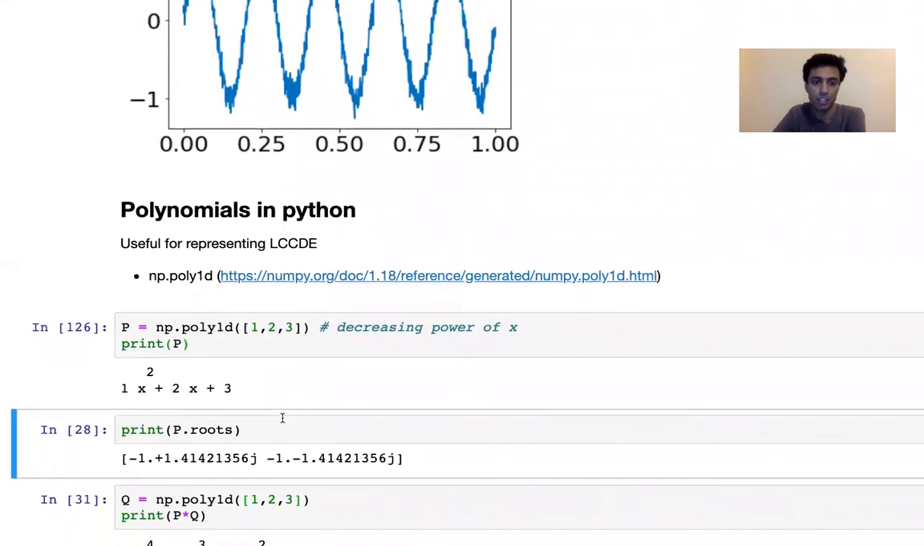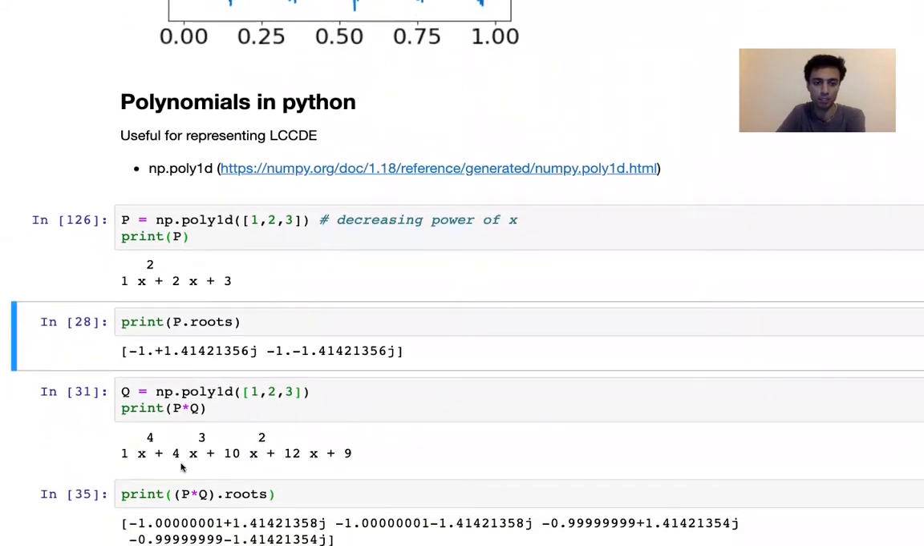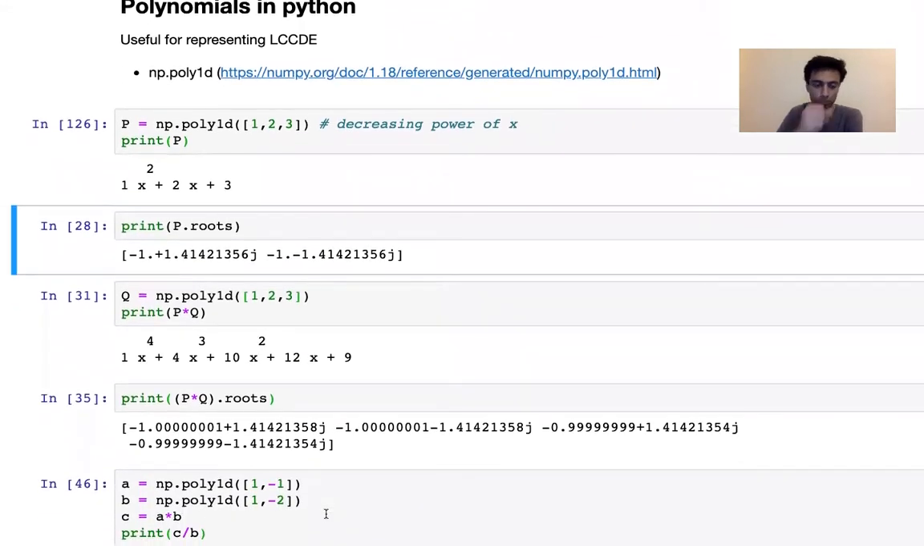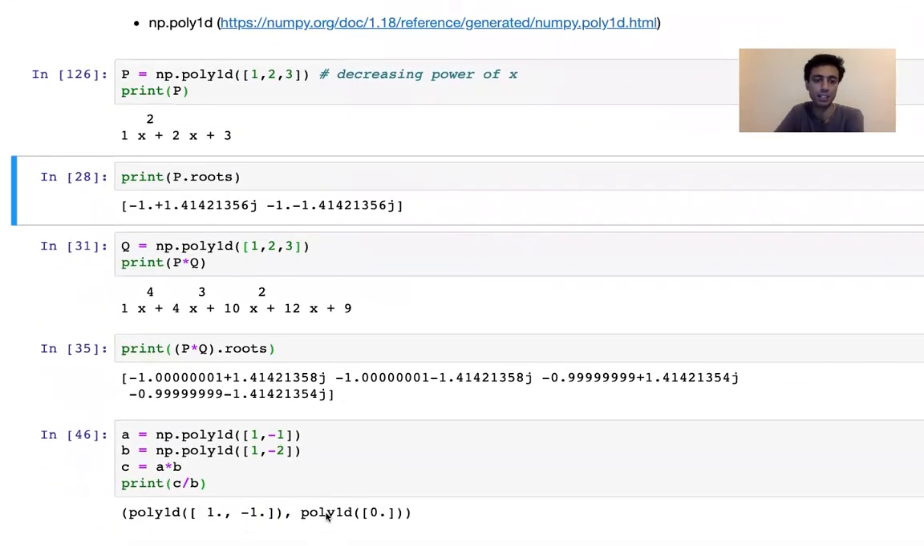Now, another useful feature of this poly1d function is that whatever output comes, you can multiply them just like you multiply any two polynomials. Let's say p and q are two polynomials, both the same. If I multiply the two, it gives me a polynomial of degree 4, right? Very useful. And I can find the roots, again very useful. Similarly, I can do multiplication, and I can do division as well.